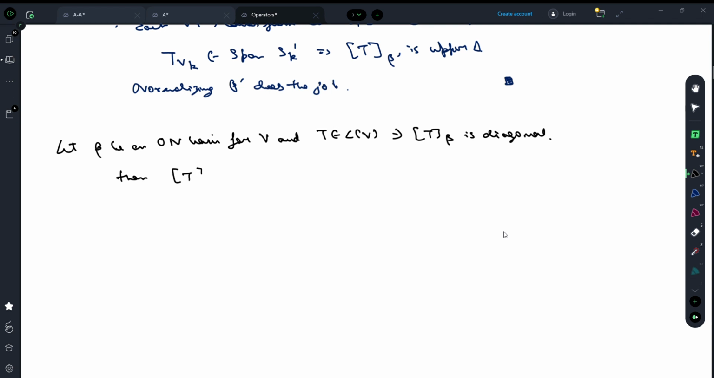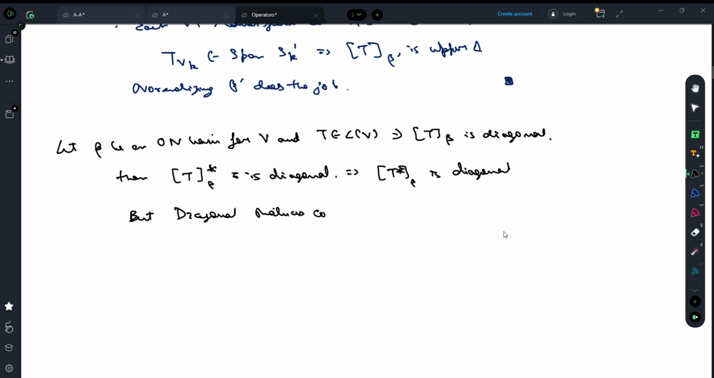But then see, if T beta is diagonal, then its conjugate is also diagonal, right? Because when we are talking about this conjugate, we are just doing its transpose and conjugate. That will cause no effect to its diagonal structure. So this is diagonal, but then this is simply the matrix of T star with respect to beta. So this is also diagonal, right? But diagonal matrices commute, right? Diagonal matrices commute.